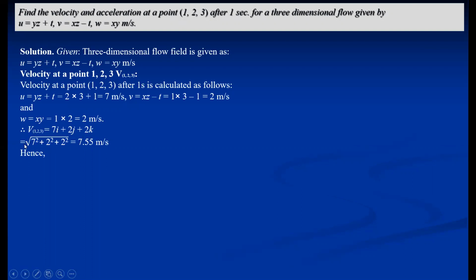Its magnitude is the square root of u squared plus v squared plus w squared. It comes to around 7.55 meters per second. Hence, the resultant velocity is 7.55 meters per second.